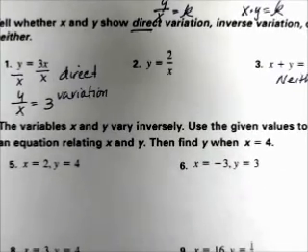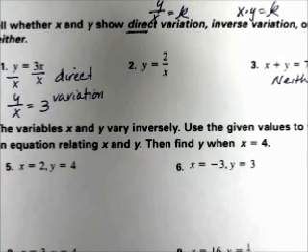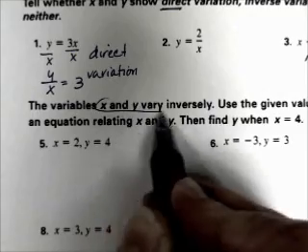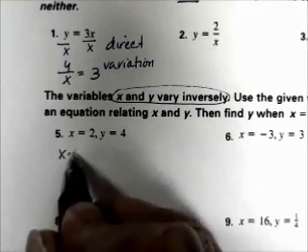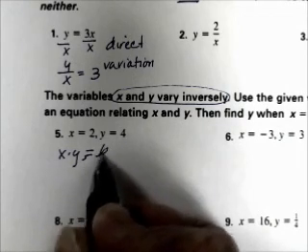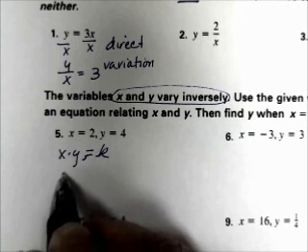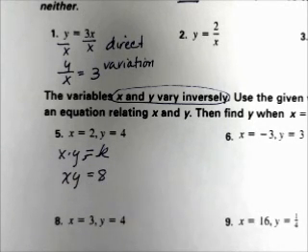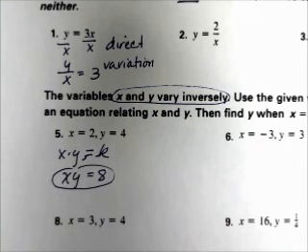The next group, the variables x and y vary inversely. Use the given values to write an equation relating x and y, then find y when x is 4. Okay, these vary inversely, so the product is a constant. So our equation would be x times y equals constant k. Plug in our values. 2 times 4 is 8. So our equation would be x times y is equal to 8. This is our equation.